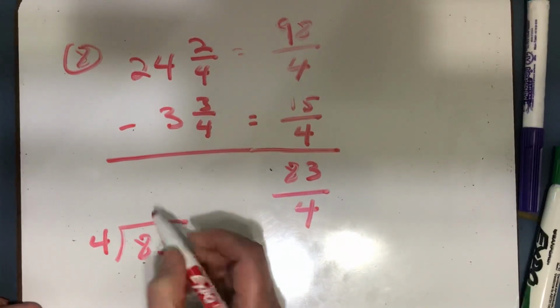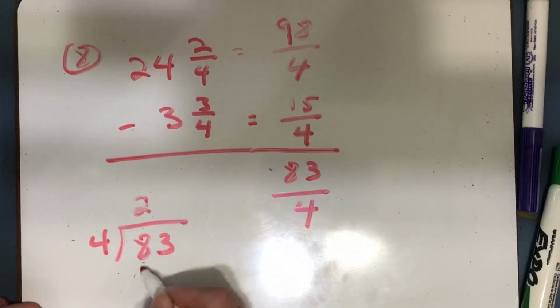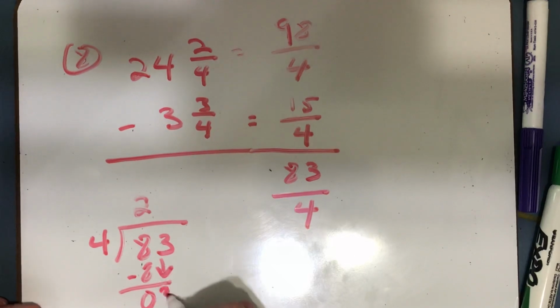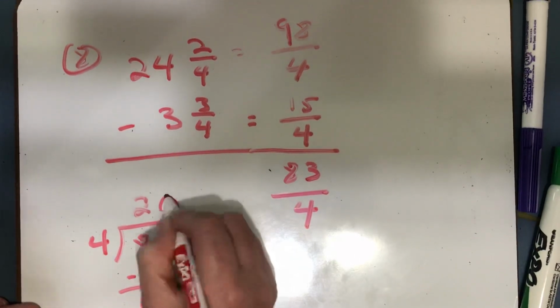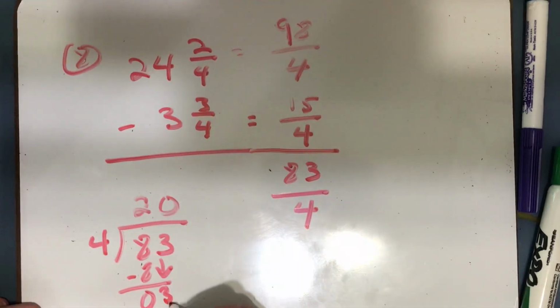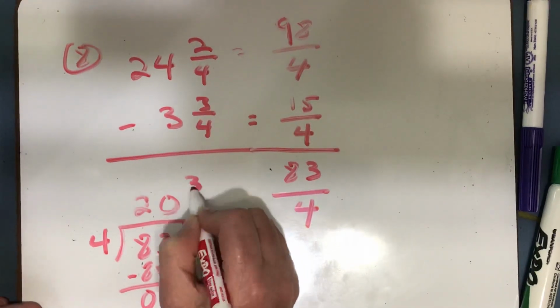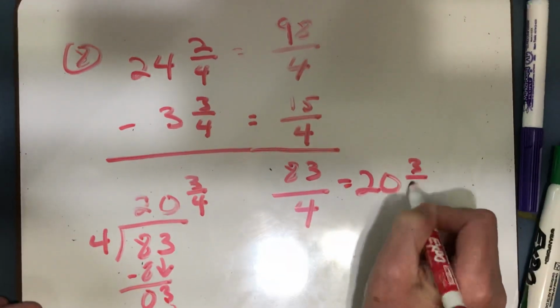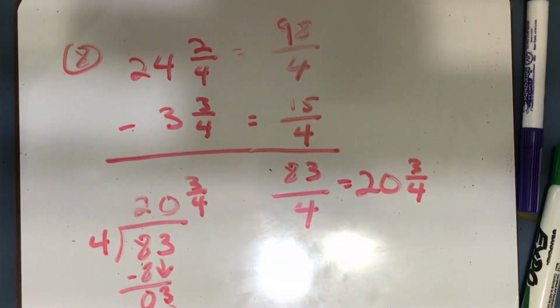You know, 4 goes into 8 2 times. 2 times 4 is 8. Subtract, bring down my 3. 4 goes into 3 0 times. 0 times 4 is 0. So I have 3 left over. So that makes 3/4. So 20 and 3/4 is what I get for number 8.